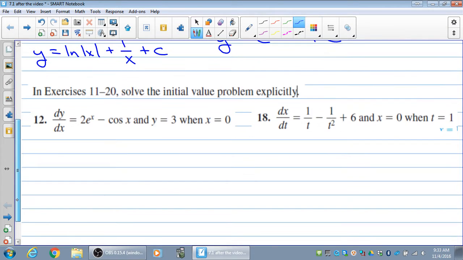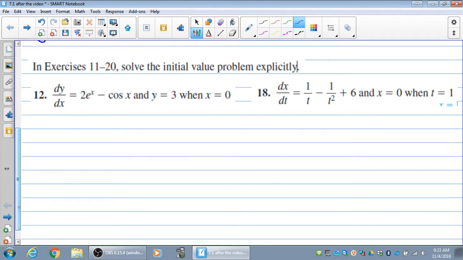In exercises 11 through 20, solve the initial value problem explicitly. We don't really think of solving something as getting another equation, but that's what this is. When it says solve a problem, we're not looking for a number here. Usually the solution was like negative 7. Well, that's not the case here. Solve now means go backwards and get the original function.